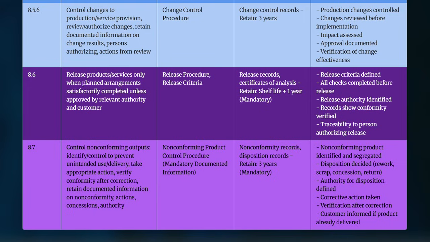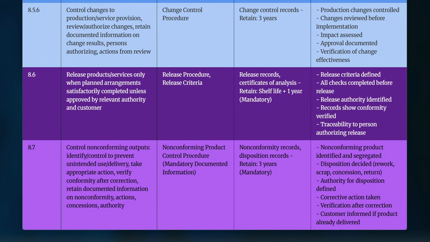With these requirements, you need to have a nonconforming product control procedure, and this is a required documented information. Along with it, you need to have nonconformity records and disposition records, and retention is 3 years, mandatory as well.